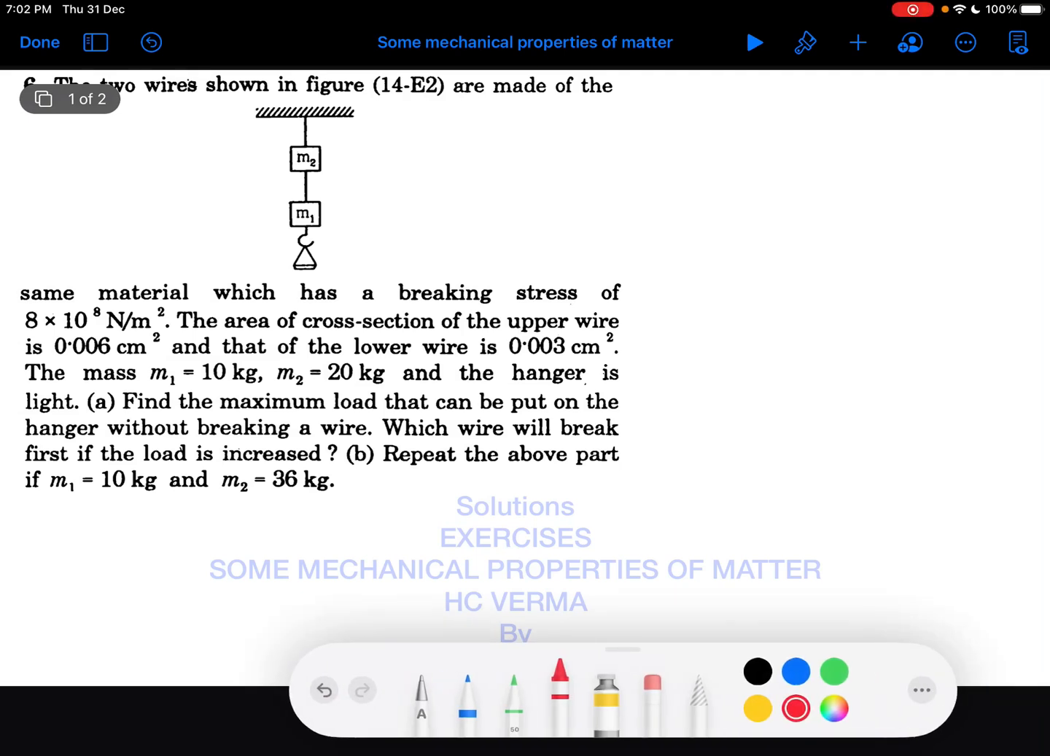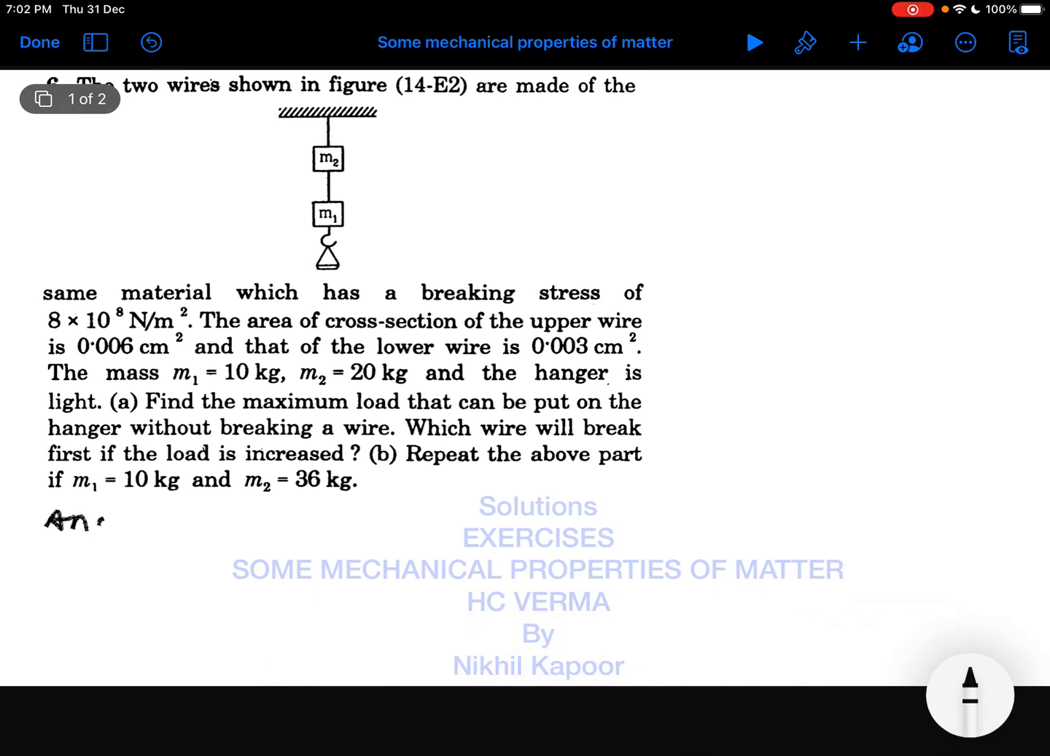So let's start with the sixth example of this topic. Okay, and what is said here in this example. So here it is said that the two wires shown in the figure are made up of the same material and they have a breaking stress of 8 into 10 to the power 8 Newton per meter square. That is the breaking stress of the material.